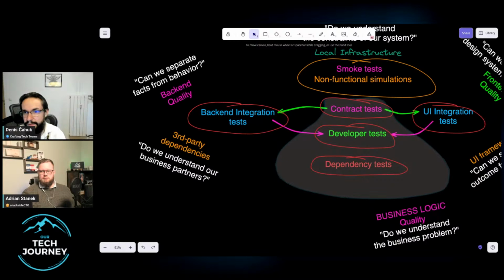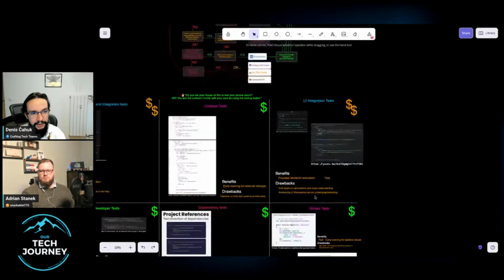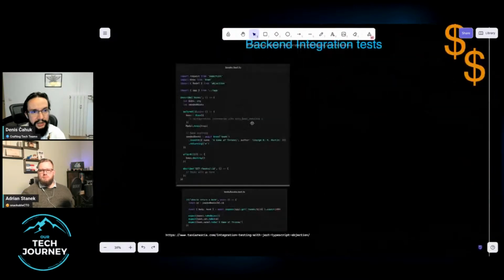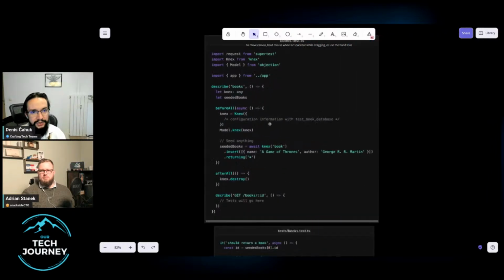Okay, we have some comments. I even have a code snippet of it, an example of backend integration tests from that episode. So it's basically what you and I did. No, that's the front-end integration. Sorry. A backend integration test is very similar.